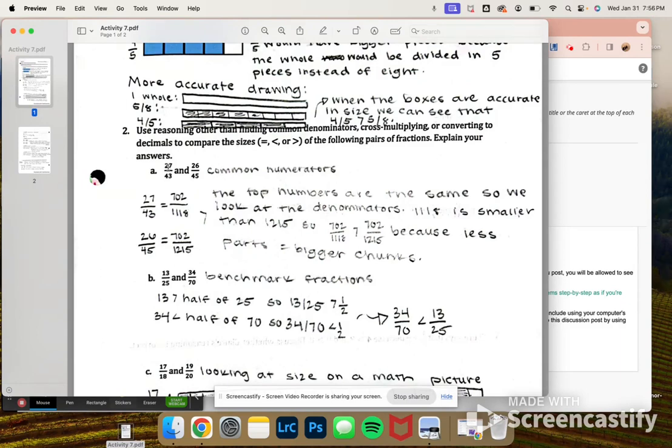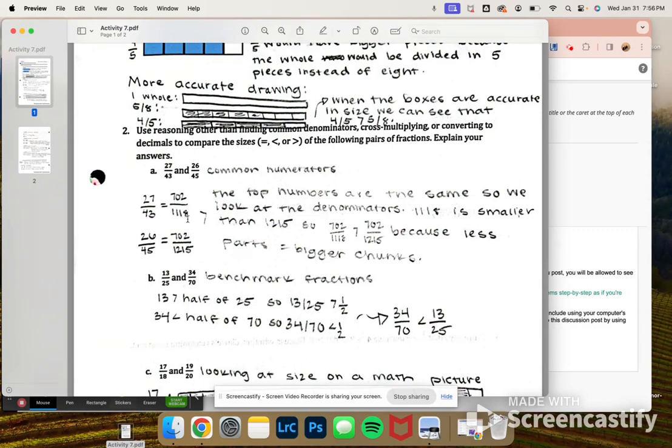just decided to make the fractions have common numerators. So 27 pieces, each the size of 1/43rd, becomes 702 pieces of size 1/1118, and 26 pieces of size 1/45th becomes 702 pieces of size 1/1215. And so now we have two fractions where the numerators are the same.